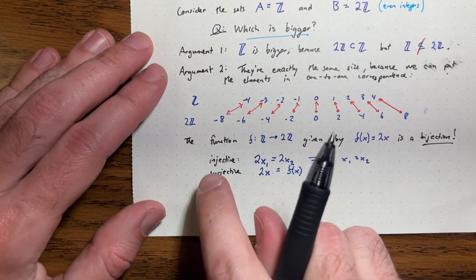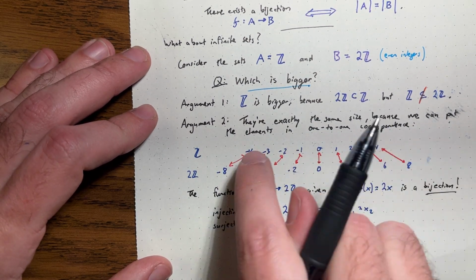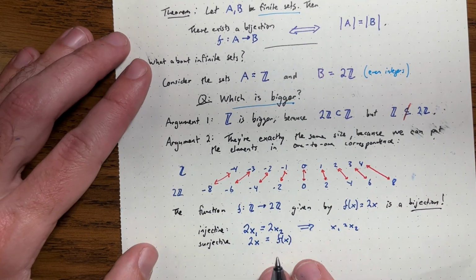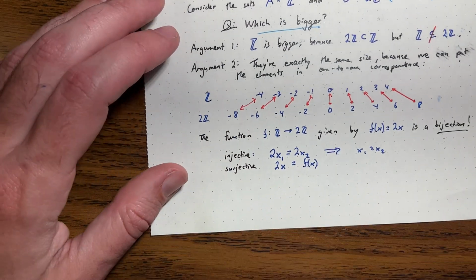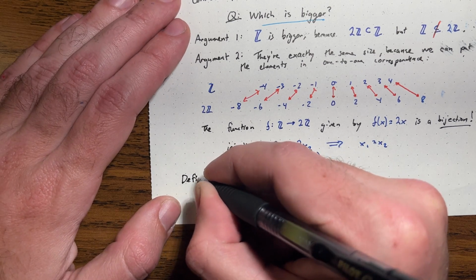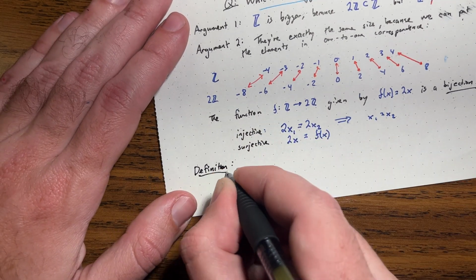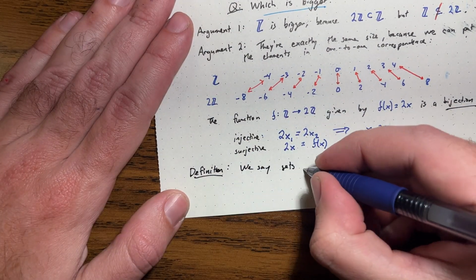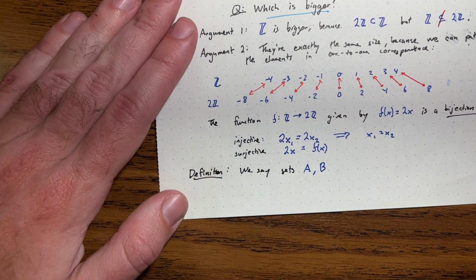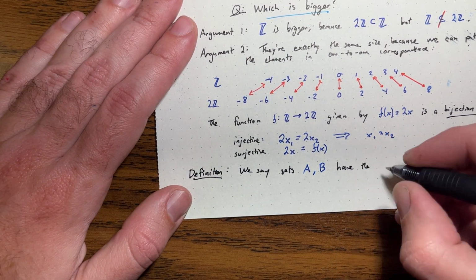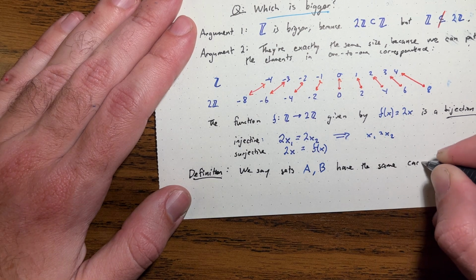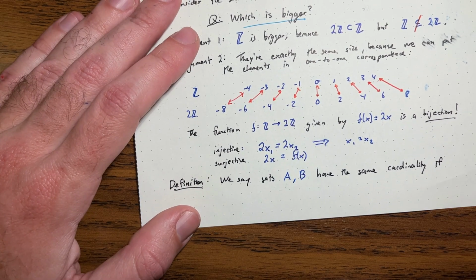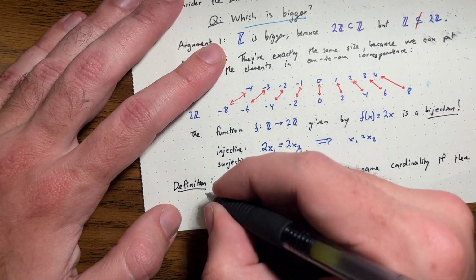Okay, and we're actually going to take this second argument as inspiration. And in fact, this theorem is going to be our ultimate inspiration, because we want our definition to also work for finite sets. So we are going to say, here's a definition, very important definition. We say sets A and B, not necessarily finite, we say that they have the same cardinality if there exists a bijection between the two.